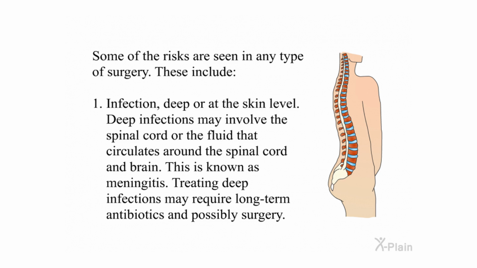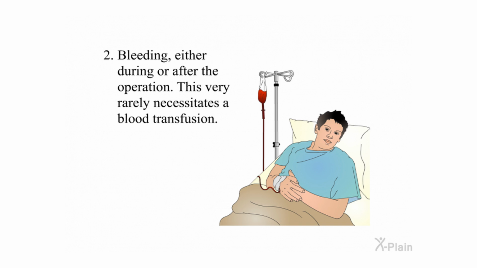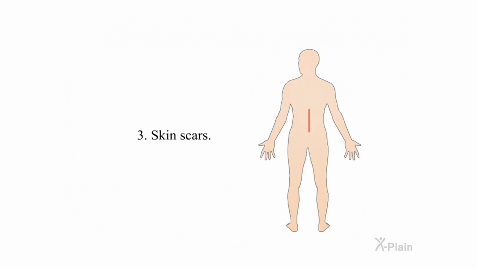Some of the risks are seen in any type of surgery. These include: 1. Infection, deep or at the skin level. Deep infections may involve the spinal cord or the fluid that circulates around the spinal cord and brain. This is known as meningitis. Treating deep infections may require long-term antibiotics and possibly surgery. 2. Bleeding, either during or after the operation. This very rarely necessitates a blood transfusion. 3. Skin scars.